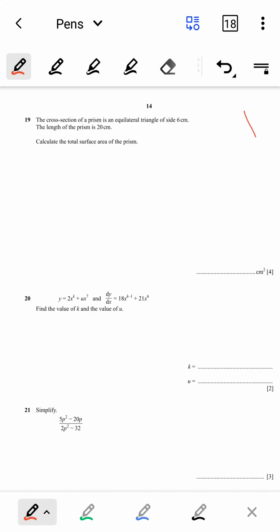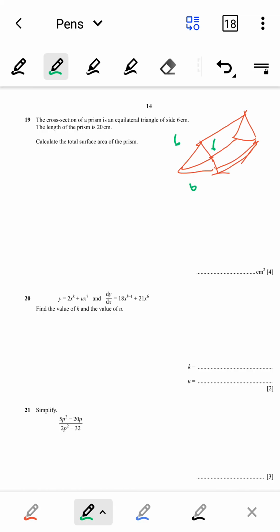Roughly I'll draw a picture here for imagination. I'm not drawing accurately. The cross section of the prism is an equilateral triangle, so equilateral means 6, 6, 6. Everything will be 6 cm in the triangle. Then calculate the total surface area of the prism. The length of the prism is 20. This one is 20 cm.